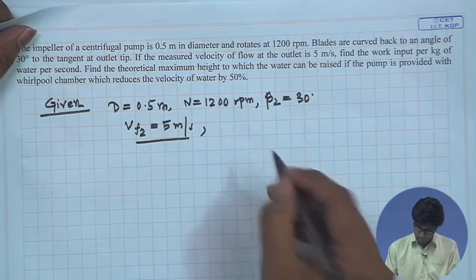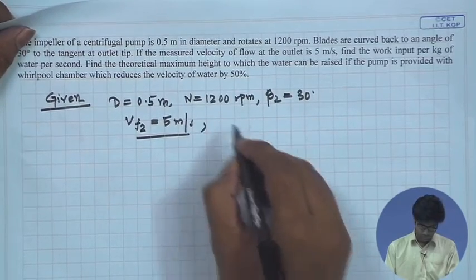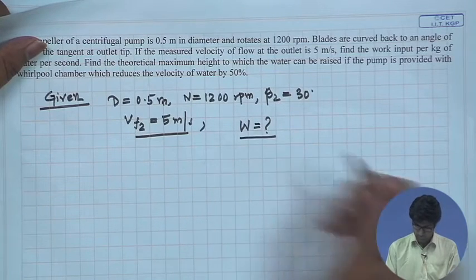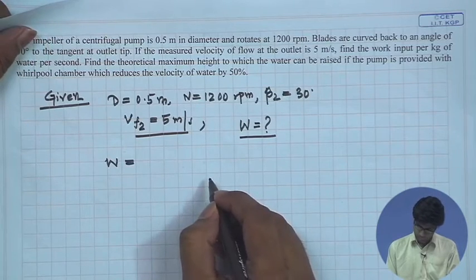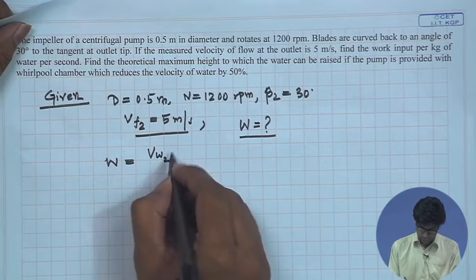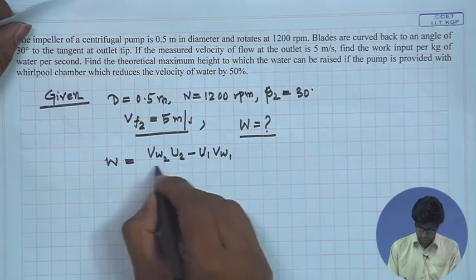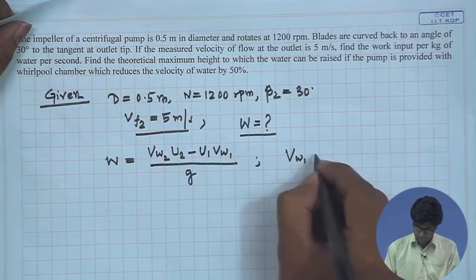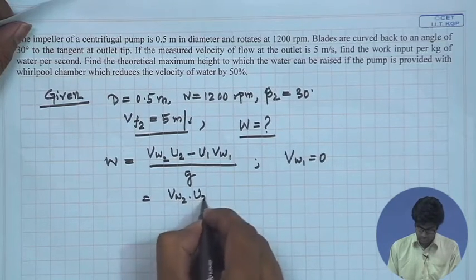So, we have to find out the work input per kg per second. The expression for work input per kg of water per second is given by VW2 U2 minus U1 VW1, divided by g. We know that VW1 is 0. So, what we are left with is VW2 into U2 by g.